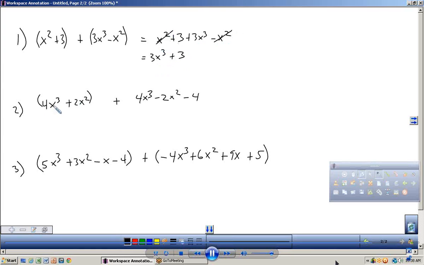Okay? This one, let's see, 4x cubed plus 4x cubed is 8x cubed. Then we have a 2x squared minus a 2x squared, so they cancel out. And then you have nothing minus 4, so it's just minus 4. The last one is 5x cubed minus a 4x cubed is just 1x cubed. And we have a 3x squared, plus 6 right here, so plus 9x squared. So we have a minus x plus a 9x, that's plus 8x. And then we have a minus 4 plus 5, that's a plus 1.